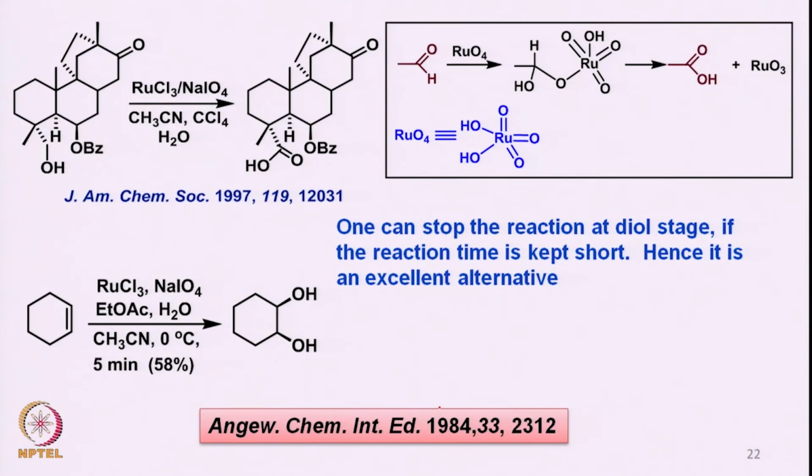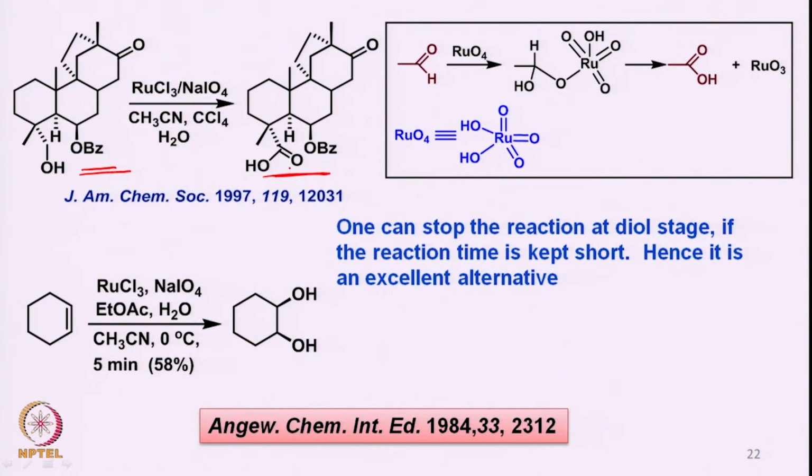Now, we have another example in which such a complicated tricyclic molecule can be converted to the corresponding carboxylic acid, which is normally difficult using other oxidizing agents. So, this example simply illustrates how the primary alcohol can be oxidized to the corresponding acid under these conditions.